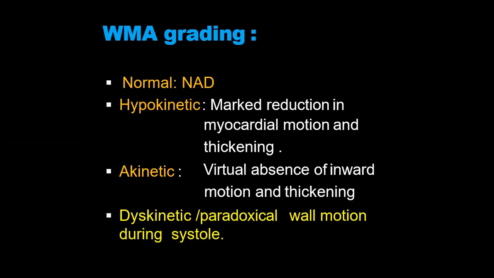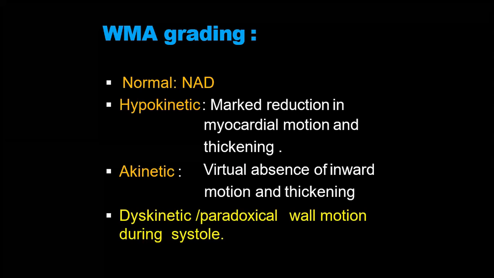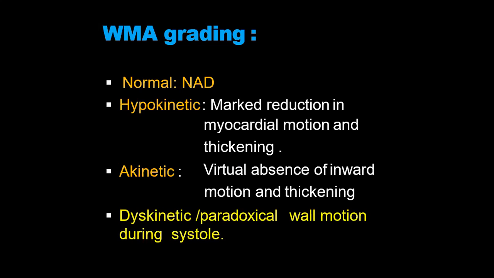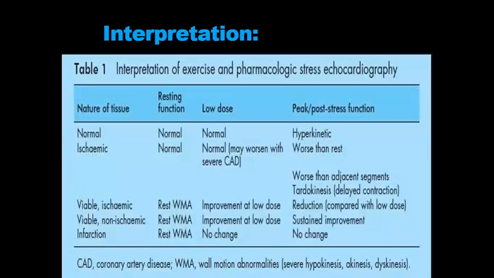After giving the stress, we do an echocardiography to compare it with the rest echocardiography, to grade the regional wall motion abnormality. In a normal patient, there will be no difference in the wall motion. In the hypokinetic grade, there is marked reduction in myocardial motion and thickening. In the akinetic grade, there is virtual absence of inward motion and thickening. It is dyskinetic when there is paradoxical movement during systole.